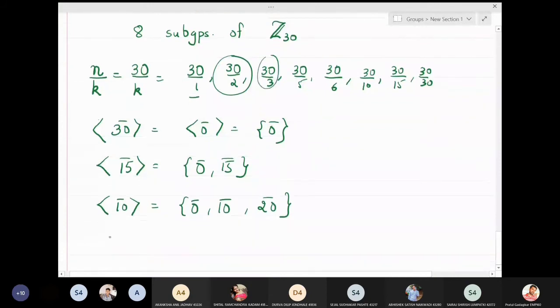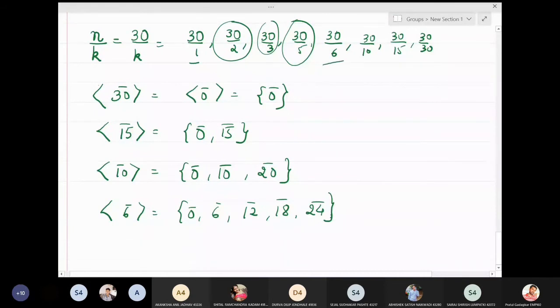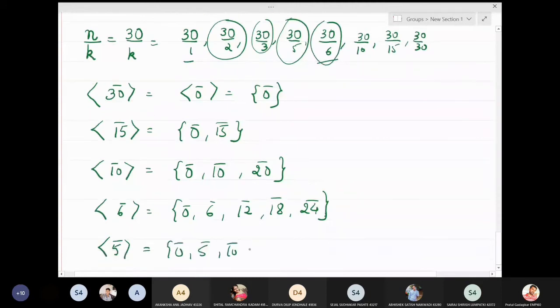30 upon 5 is 6 bar. This will be written as 0 bar, 6 bar, 12 bar, 18 bar, 24 bar, and 30 bar, which is 0. The next will be 30 upon 6, which is 5 bar, and that is giving me 0 bar, 5 bar, 10 bar, 15 bar, 20 bar, 25 bar, and 0 bar.